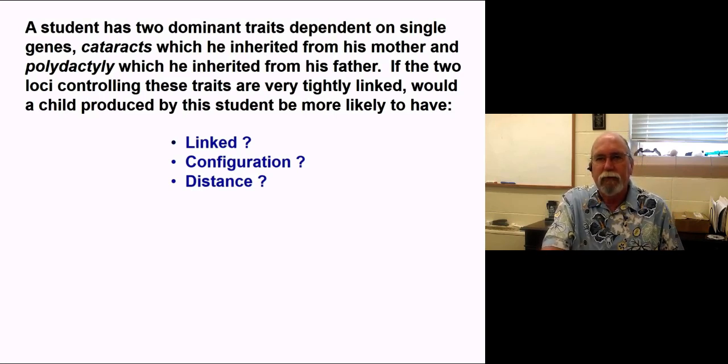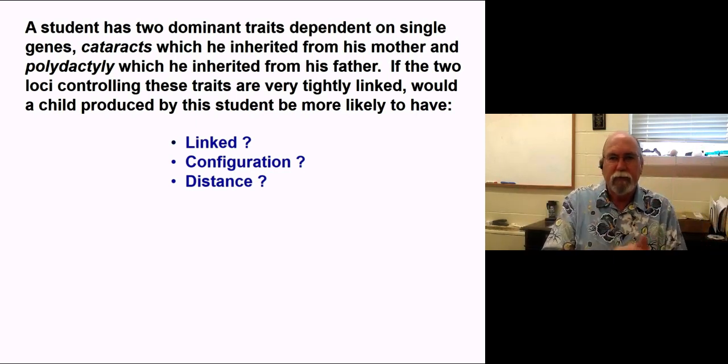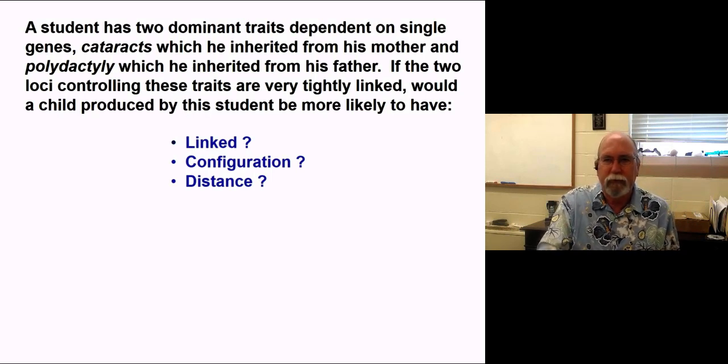Now, if these traits are tightly linked, what are you going to get? So you've got the student. He's got two parents, A and B, and he's C, and you're asking about C. So we're going to ask our big questions down here. Is there evidence here of linkage, or do we need to test for it? Is there configuration information? Is there distance information?